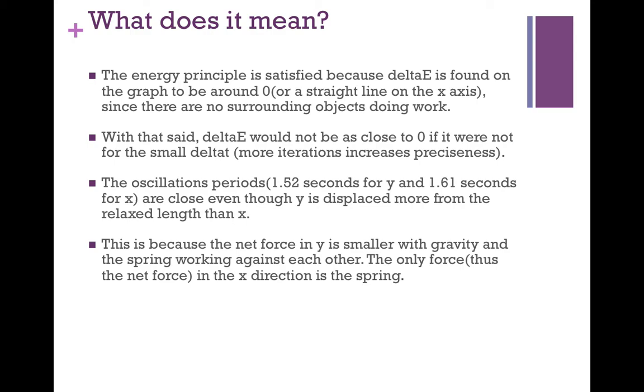And as discussed earlier, the oscillation period for y was 1.52 seconds, and for x it was 1.61. These are close, even though y is displaced more from the relaxed length than x, because the net force on y is smaller with gravity and the spring working against each other. So with a smaller net force, that causes less change in motion, less acceleration. So it's not going to be moving as fast, which means it takes longer for a full oscillation.